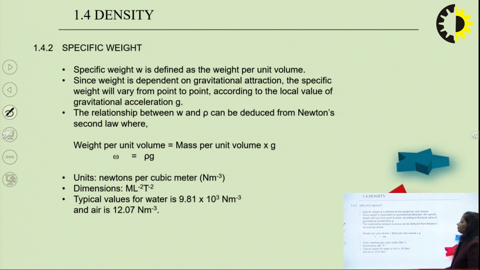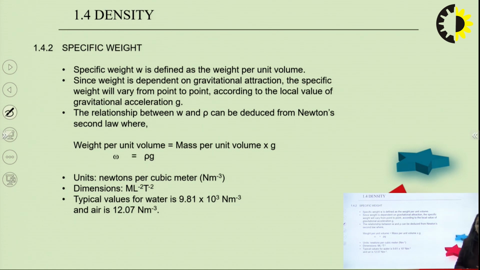Okay, the second important property is specific weight. Specific weight is defined as the weight per unit volume. Since the weight is dependent on the gravitational attraction, the specific weight will vary from point to point according to the local value of gravitational acceleration g. Obviously, at particular locations g is different. If the value of g is changing, then obviously the specific weight of a particular matter will change according to location.